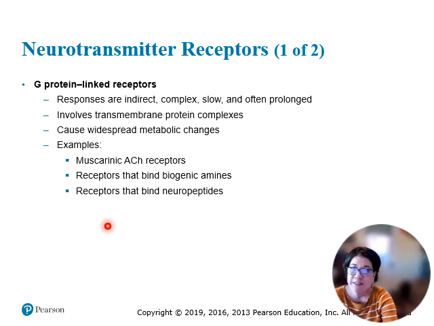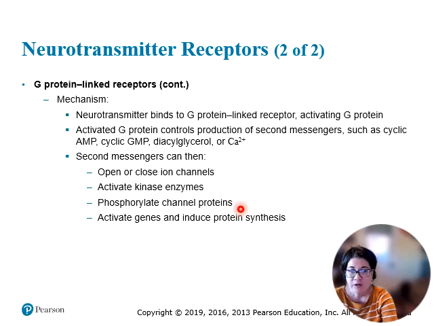Okay, now G protein linked receptors. G proteins are really unique proteins that are inside the cell, just on the other side of the cell membrane. These are really common ways that our cells communicate with each other. I'll show you a picture soon, but what happens is a neurotransmitter binds to it and activates the G protein. The G protein changes shape, and then it causes a ripple effect with second messengers, like cyclic AMP, cyclic GMP, diacylglycerol, or calcium. And it's going to cause a signal to go into the cell and tell it to do something. That's what a G protein does.